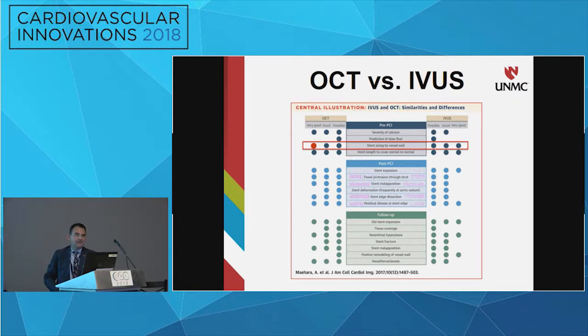So at the pre-PCI stage, the major focus is the stent sizing, essentially coming from the vessel sizing. And obviously, IVUS performs better than the OCT, because with IVUS, we have better ability to see in the far field and assess the media to media distance.